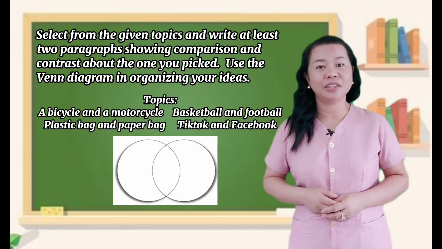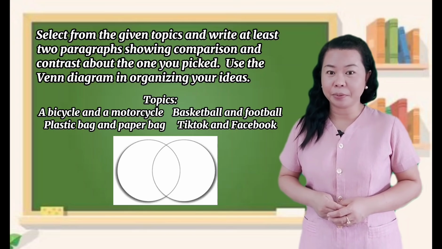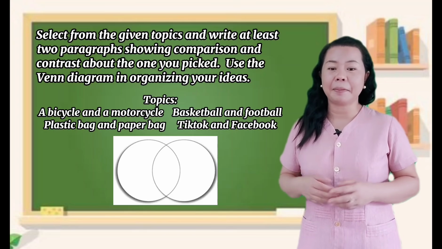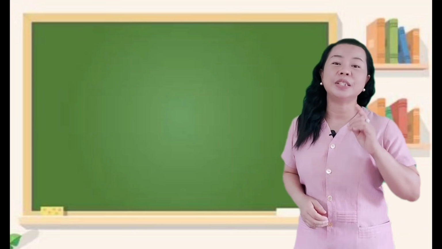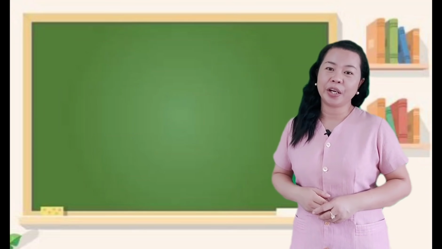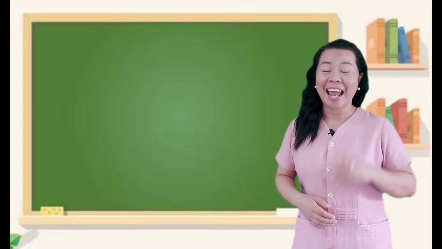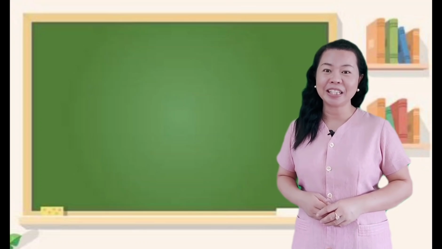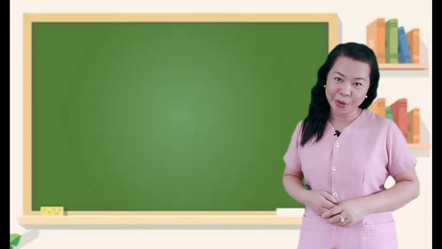The given topics are a bicycle and a motorcycle, basketball and football, plastic bag and paper bag, and TikTok and Facebook. Once you're done, you may show your work to your teacher or to any adult supervising your studies, and they may use the scoring rubric for comparison and contrast paragraph in rating your work.